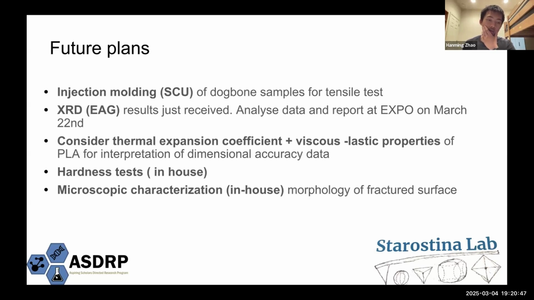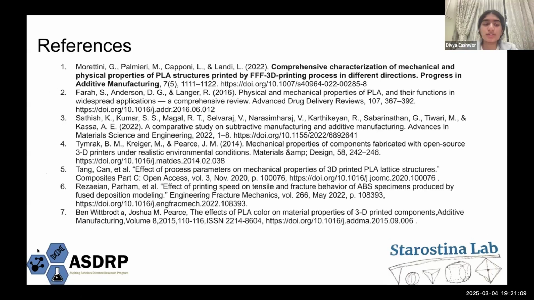Some other things that we will consider doing is taking a look at the thermal expansion coefficient and viscoelastic properties of PLA for interpretation of our dimensional accuracy data. And we will also pursue hardness tests in-house and microscopic characterization of the fractured surfaces from our tensile tests. These are our references.